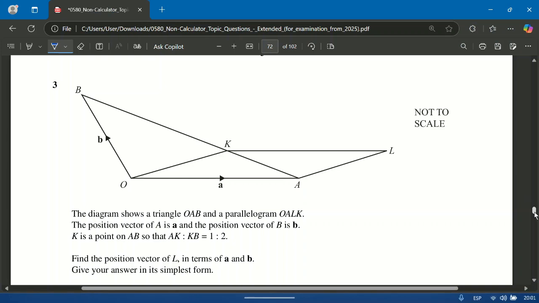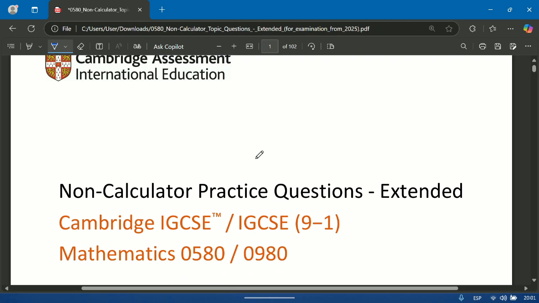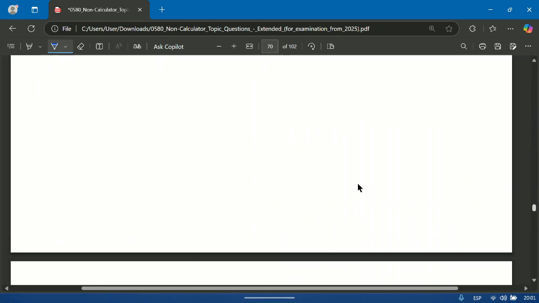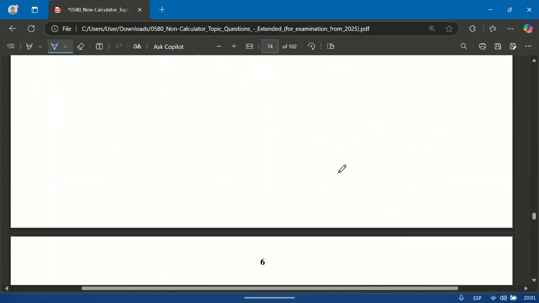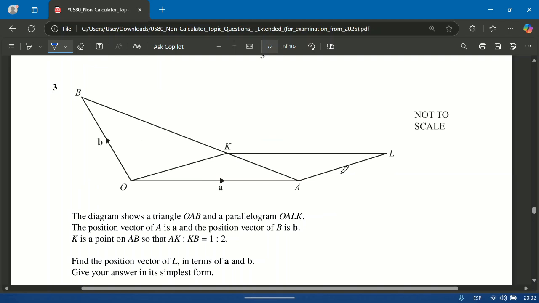Right, welcome here. We are doing the Cambridge non-calculated practice questions extended, and we're looking at vectors question 3. If I can find it again. There it is. Okay, important with these questions is to go through every detail very closely.